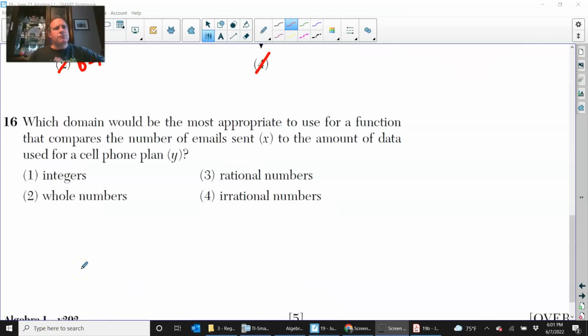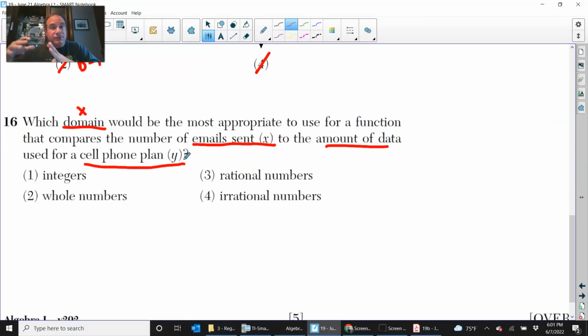The next question asks which domain would be most appropriate. Remember, domain is the list of all x's, not the y's. When you're talking about the range, that's the y's. It's for a function that compares the number of emails sent, x, to the amount of data used for the cell phone plan, y. They just want the number of emails sent. So which domain would be most appropriate? An integer would not work since you can't send negative emails. Whole numbers would work. That is your answer.